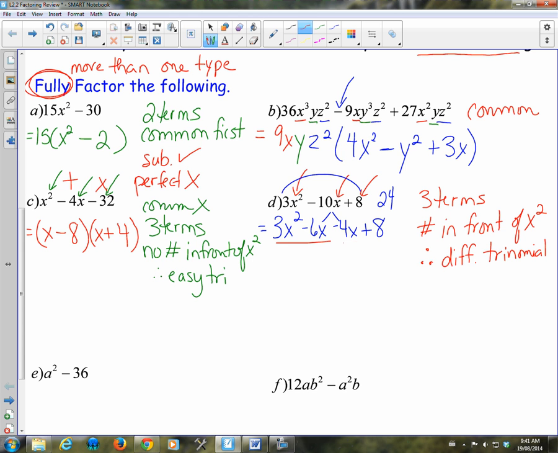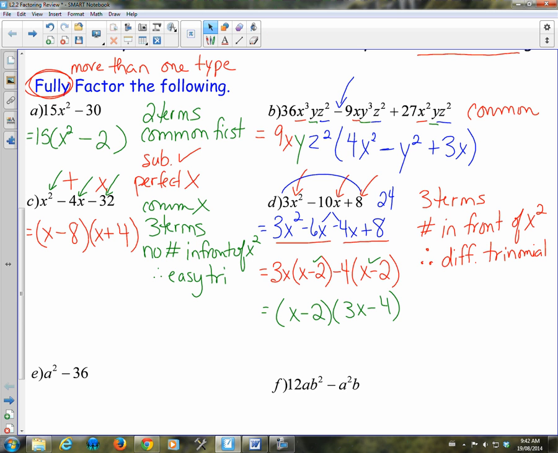Then we group in 2's and common factor. So 3x squared minus 6x have a common factor of 3x. So I have x minus 2. And 4x plus 8 has a common factor of 4. So I would have x minus 2. At this point, you check to make sure that you've got the same bracket, and I do. So one of my factors is x minus 2, and the other one is my 2 terms, 3x minus 4.